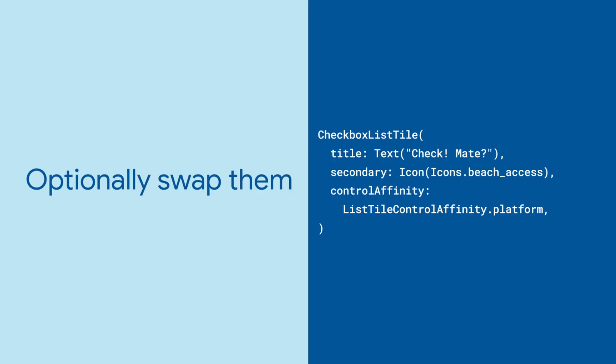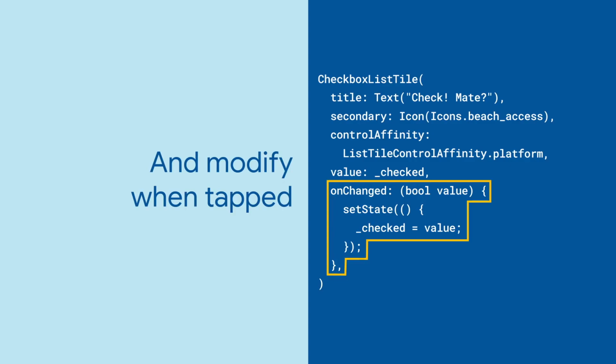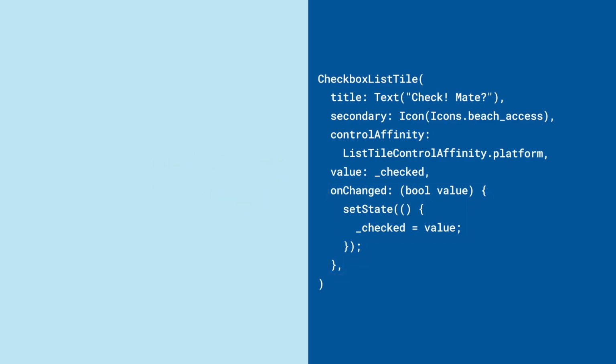the platform normal is. CheckboxListTile doesn't maintain any state itself, and so you'll often find it within another stateful widget. That way, whether or not the box is checked can be maintained as a bit of state with the value property and modified with CheckboxListTile's onChanged callback.